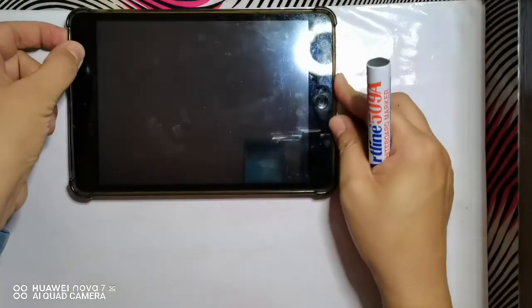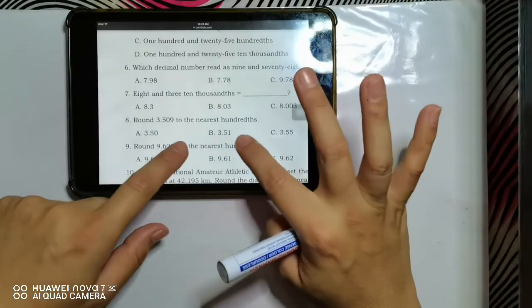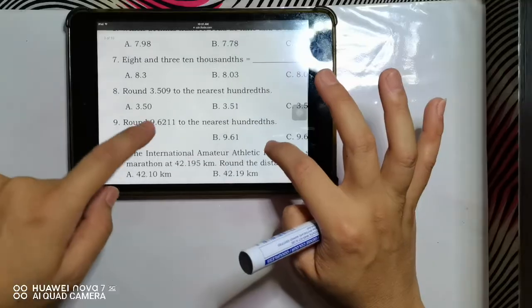Naghang na naman. Sorry. Let's try to make sure na gagana uli siya.